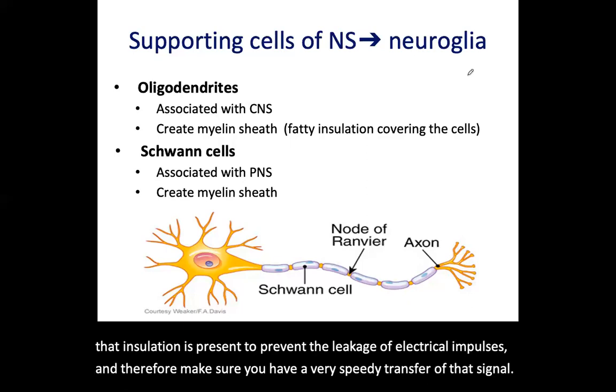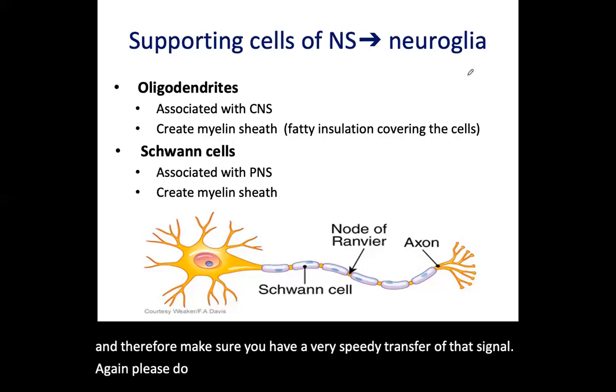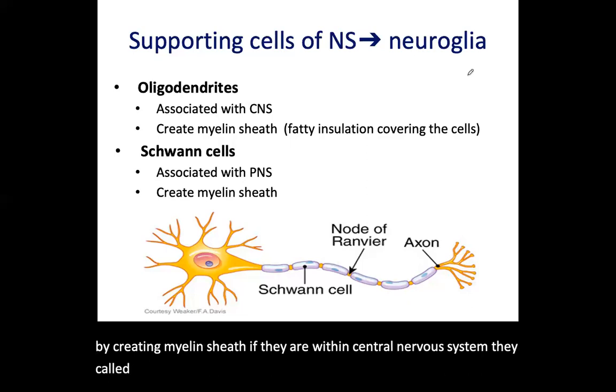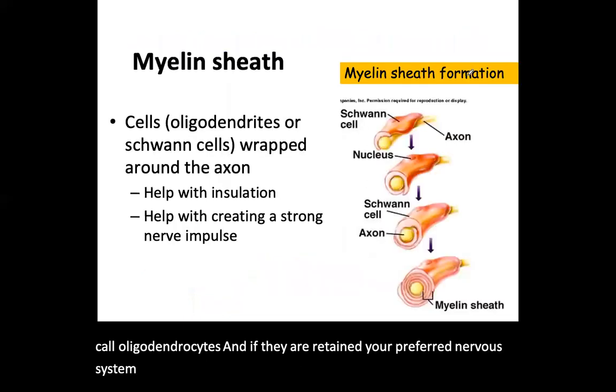Again, please do note that these cells, even though they do the same job by creating myelin sheath, if they are within the central nervous system, they're called oligodendrocytes. And if they are within your peripheral nervous system, they're called Schwann cells.